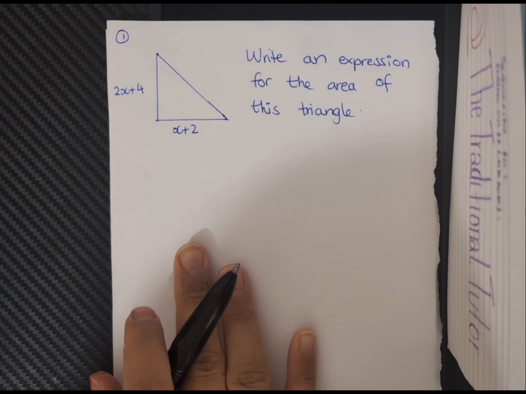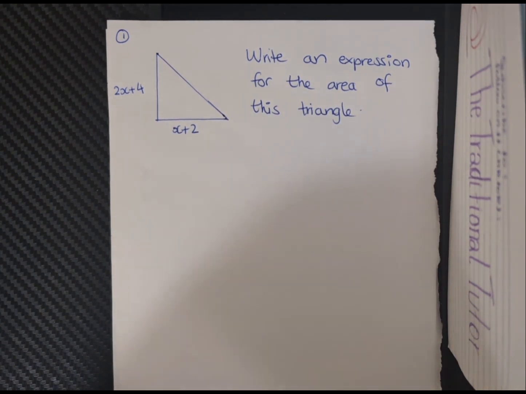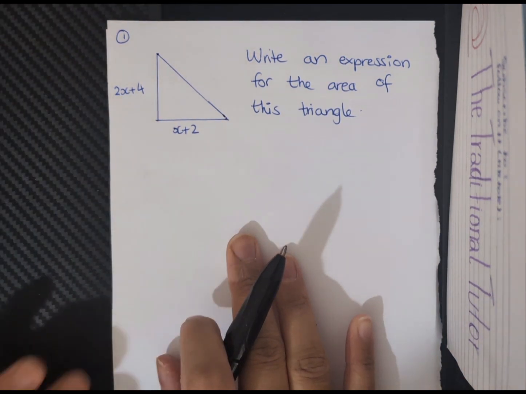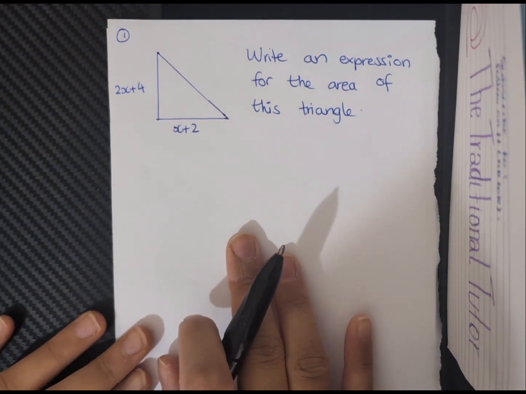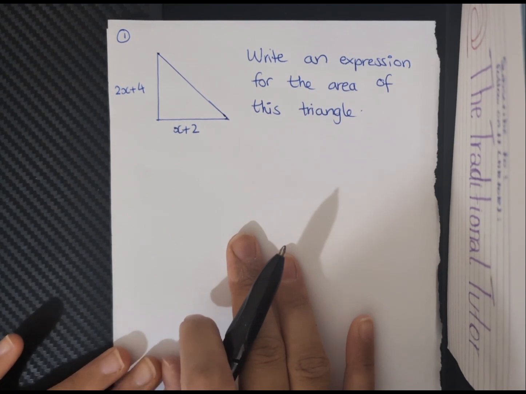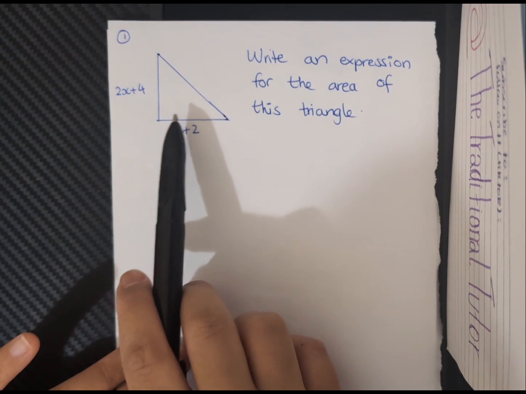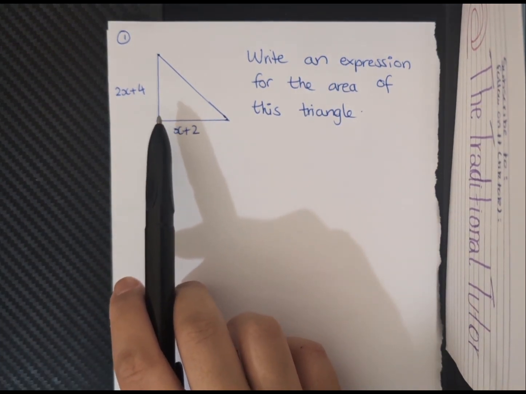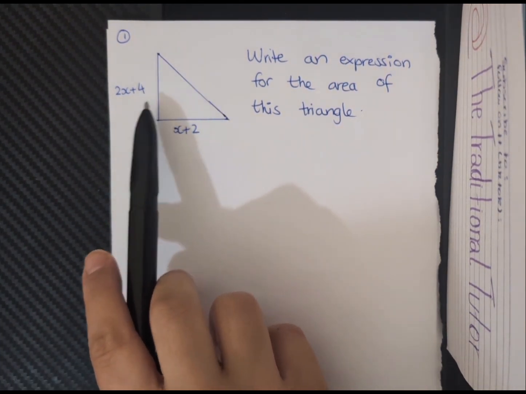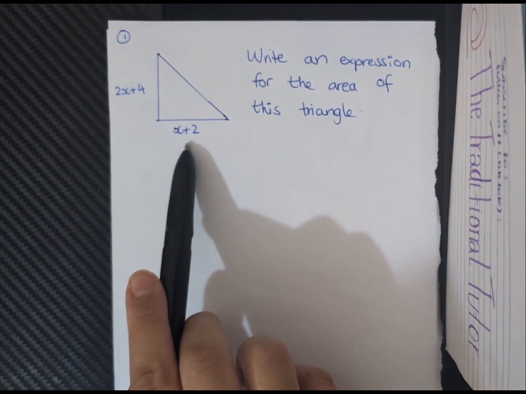So now we're going to look at a worded problem where you've got expanding double brackets integrated into it. It's a typical type of exam question that you can get on the GCSE papers. So we've got: write an expression for the area of this triangle. You can see that the length is 2x plus 4 and the width is x plus 2.